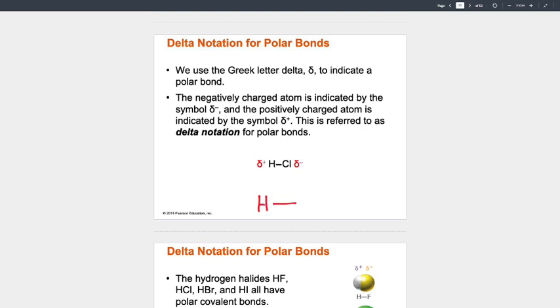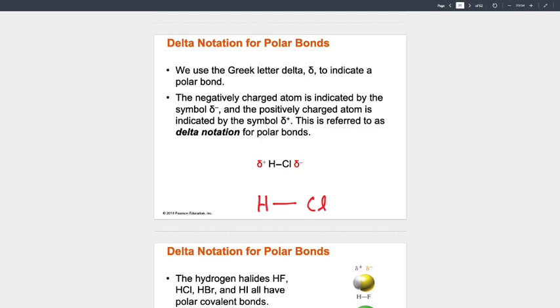So if I look at that HCl bond, is it ionic? No, because they're all nonmetals. Okay? Is it nonpolar covalent? Is it same to same? Is it hydrogen to carbon? No, which means it's polar covalent.